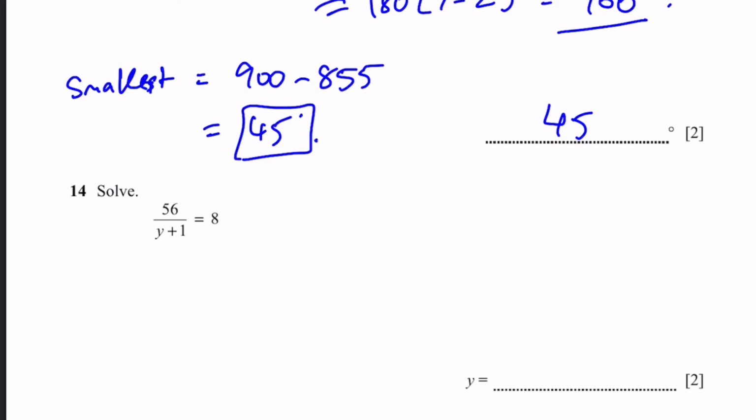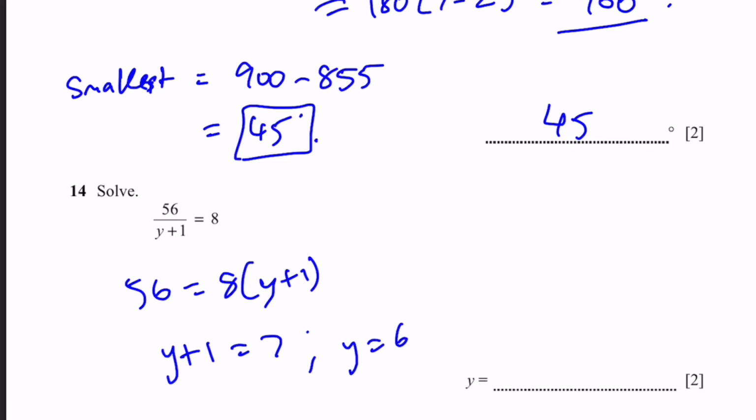Question 14. Solve 56 by y plus 1 equals 8. Well, let's just bring the y plus 1 up here. 56 equals 8 times y plus 1. Now we can divide by 8 on both sides to get y plus 1 equals 7, and then therefore y is equal to 6, and this will be our answer.